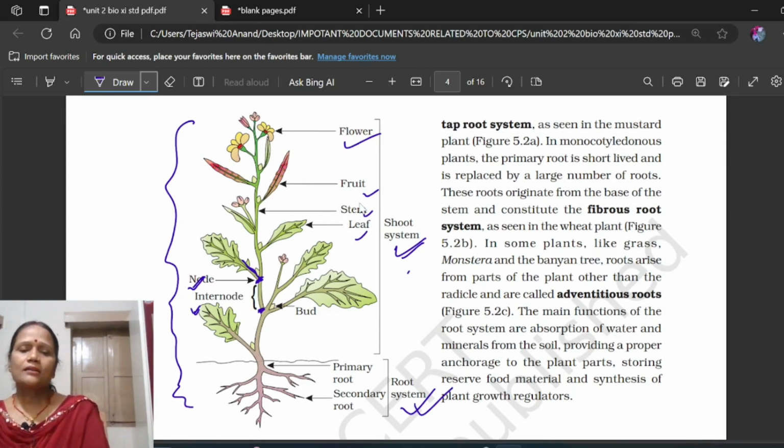So we were reading about the root system. Such a type of root which grows under the ground is called the tap root system.